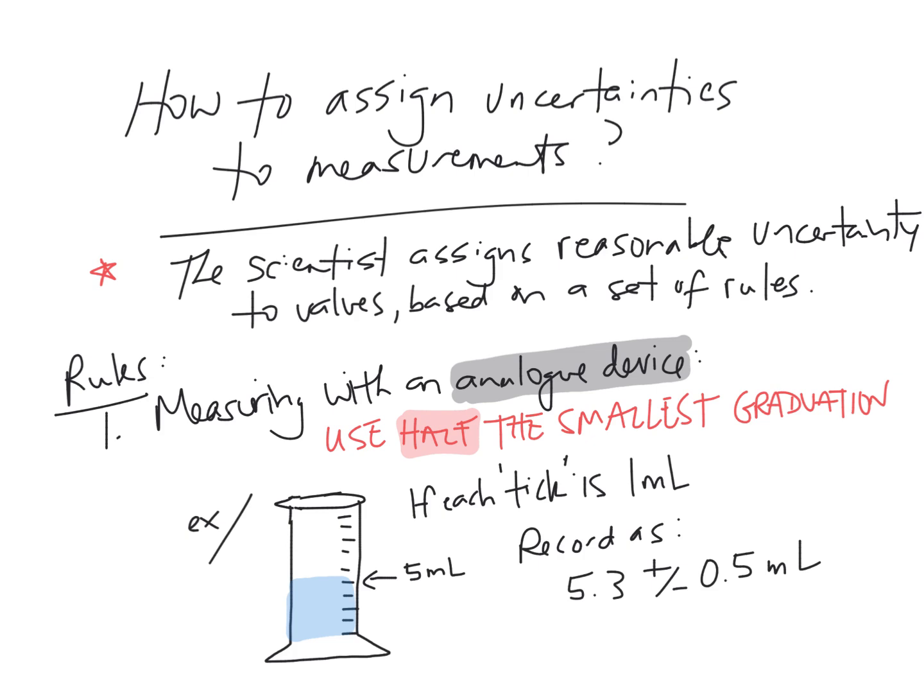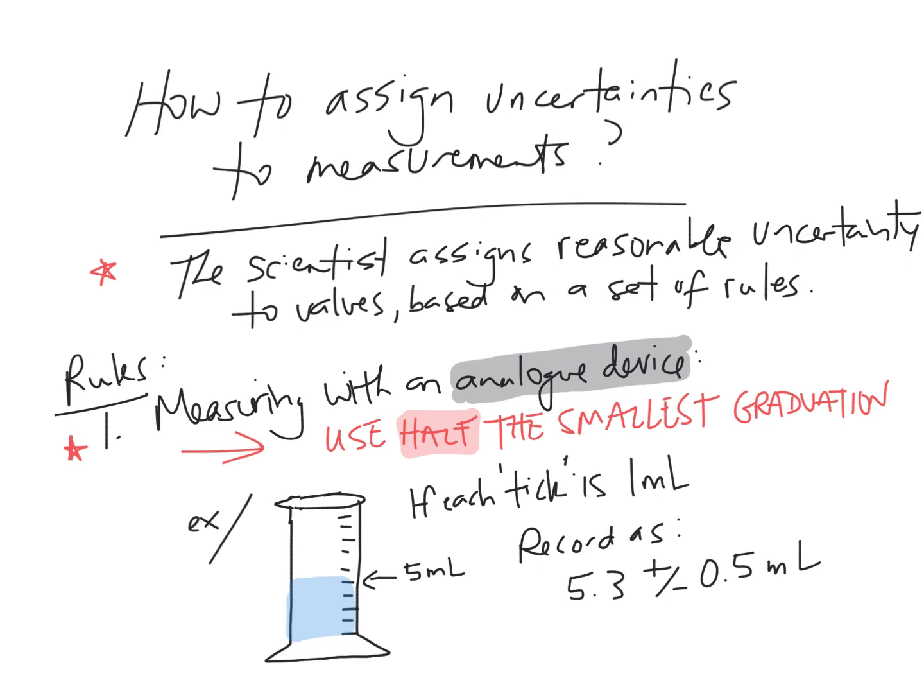So the first rule here is this one that you can see right here: measuring with an analog device. That basically means a non-digital device, something that's not battery powered, something that you don't plug in, something that doesn't have a screen where you're reading a value, but rather a tool like a classic mercury thermometer, alcohol thermometer, a piece of glassware like a graduated cylinder or a burette or a pipette. With an analog device, you're supposed to use half the smallest graduation on the device, and that's what you, as a standard, assign as the uncertainty.